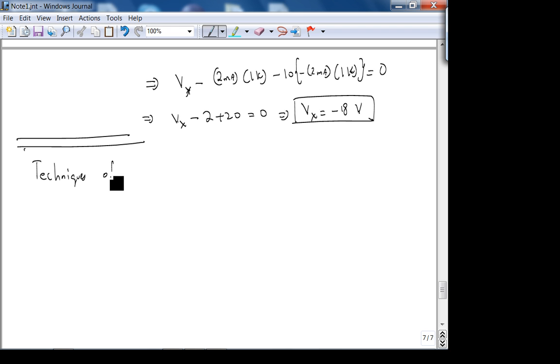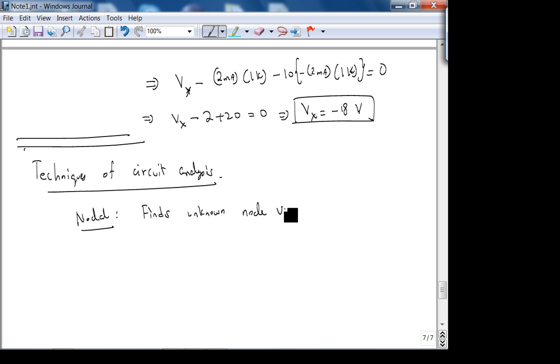But technically speaking, there's only one technique. Nodal is the only one. Nodal analysis finds unknown node voltages, with respect to a ground.